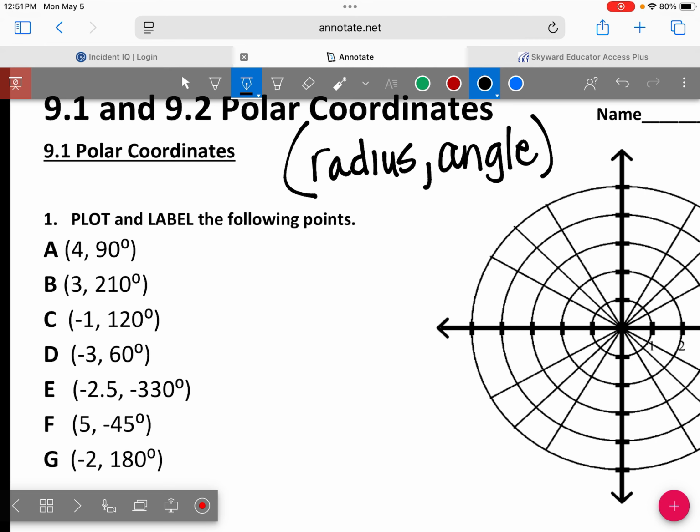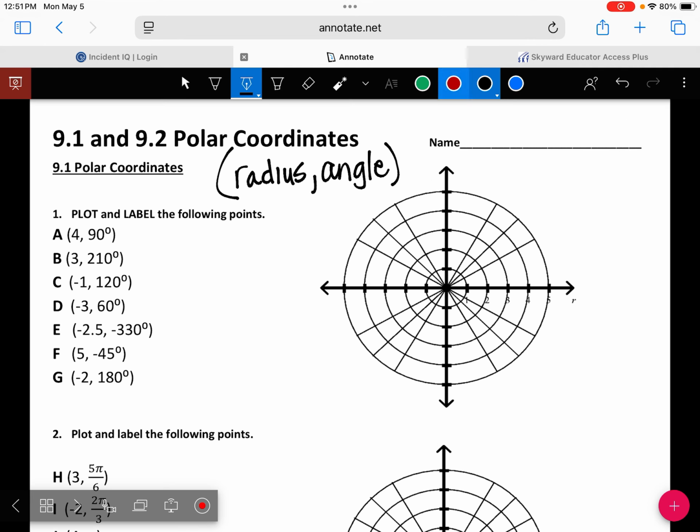So what that means is we're counting by, so this is 0, this is 90, this is 180, this is 270, this is 360, right? Okay, so 90 degrees would be here, and the radius of 4 means you're on the 4th ring. So 1, 2, 3, 4. You see where I have my laser? Put a point right there and label it A.